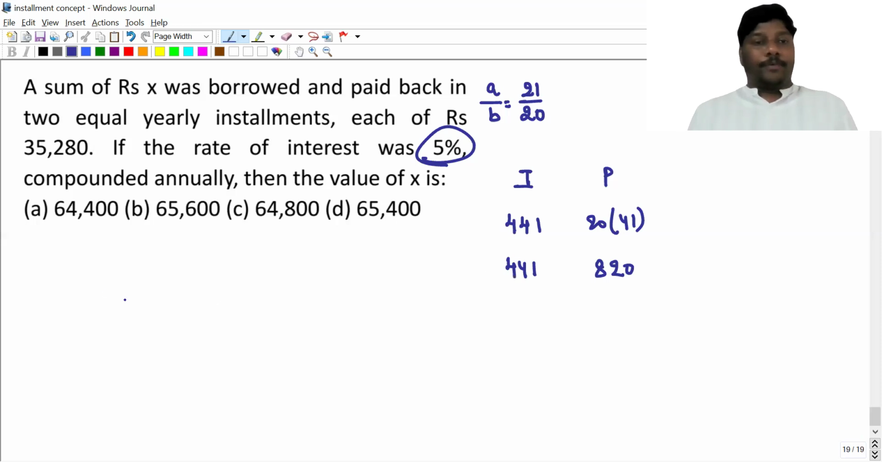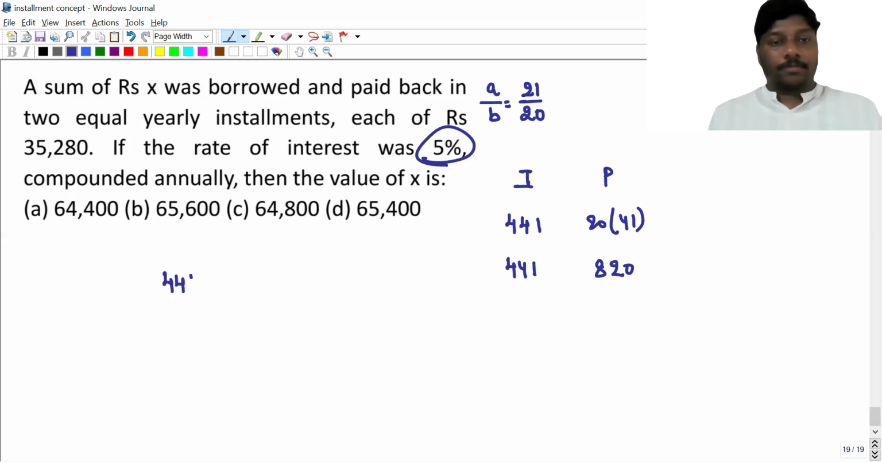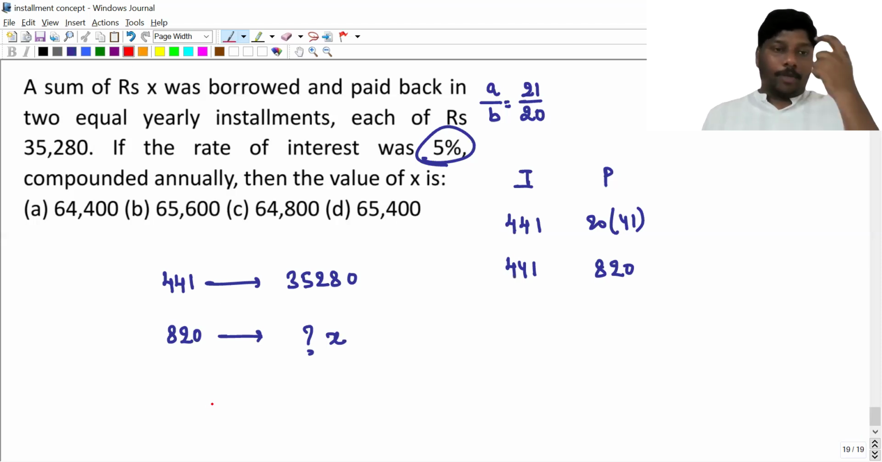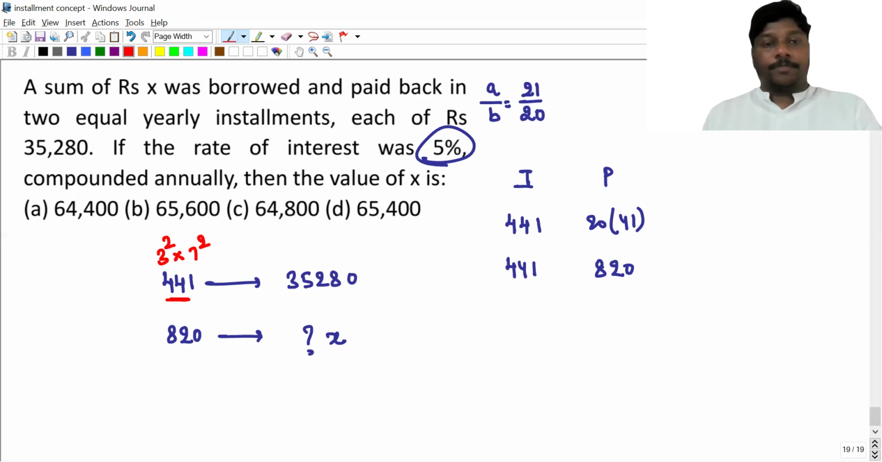What is given? 441 parts is given as 35280, right? Then 820 parts has been asked. If you cross multiply, you will get the value of X. First cancel in the table. We know that it is 21 into 21. 21 square is 3 square into 7 square. First you cancel it in the 9 table. 9 3s are 27, 9 9s are 81, and 9 2s.